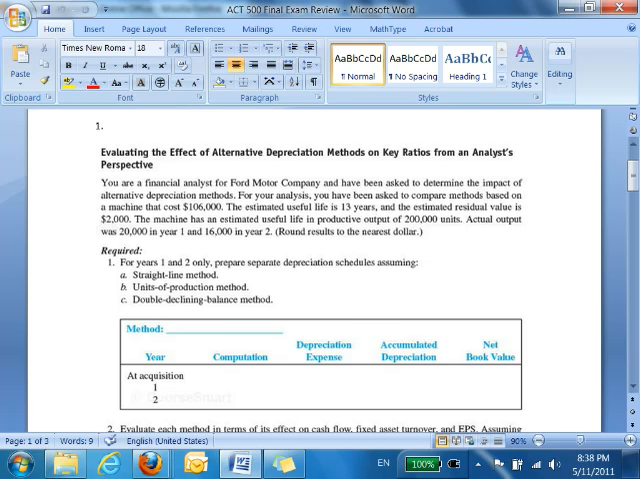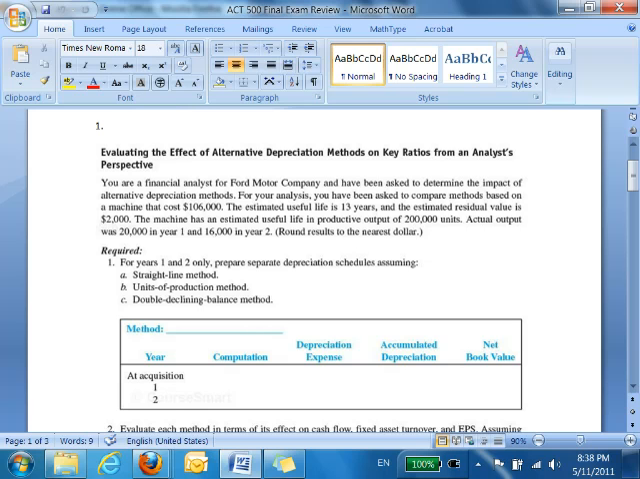The useful life of the machine is 13 years, so the machine can be used for 13 years in total. The residual value is 2,000, which means that at the end of its useful life, the machine cannot be used, but it may be sold for scrap metal. If we sell the machine as scrap metal, we can get $2,000. This is the example of residual value. And we need the productive output of 200,000 units when we use the units of production method.